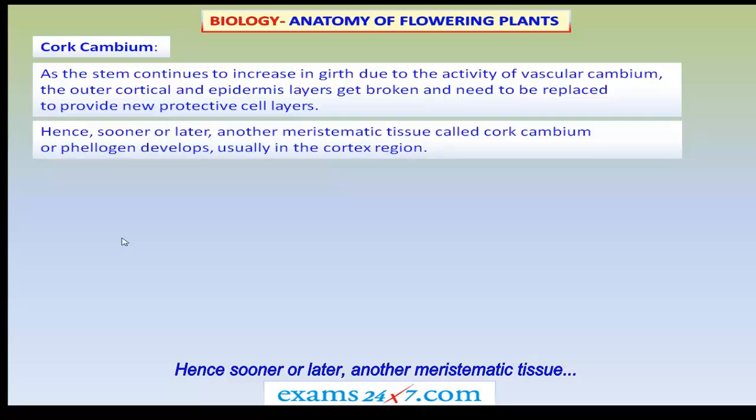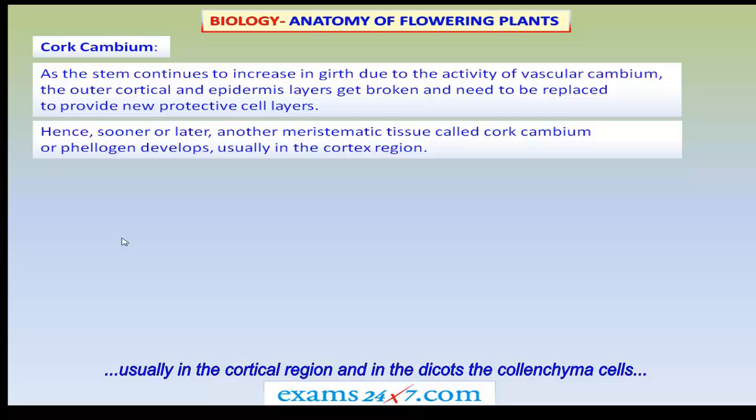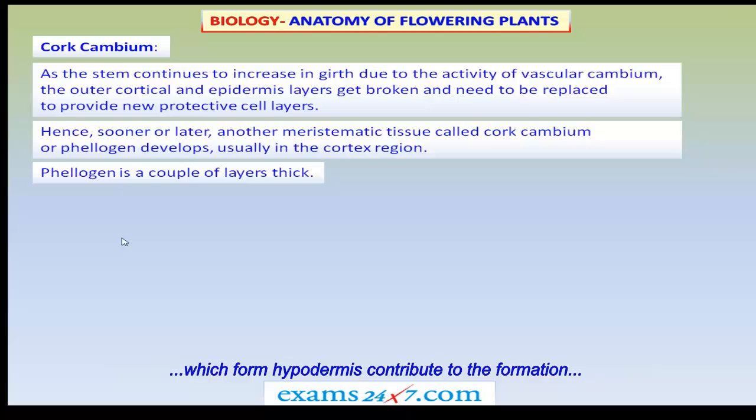Hence, sooner or later, another meristematic tissue called cork cambium or phellogen develops, usually in the cortical region in the dicots. The collenchyma cells which form the hypodermis contribute to the formation of this secondary meristem called cork cambium or phellogen by dedifferentiation. Thus, collenchyma are unique because they not only provide mechanical strength and support, because they are living, they can even perform photosynthesis, and under crisis situations, they may also resort to cell division by dedifferentiation.